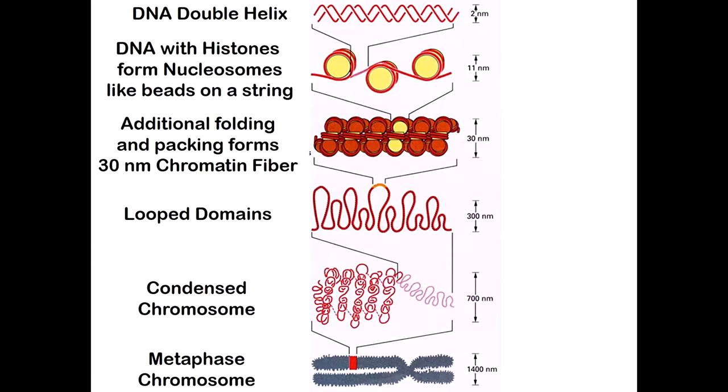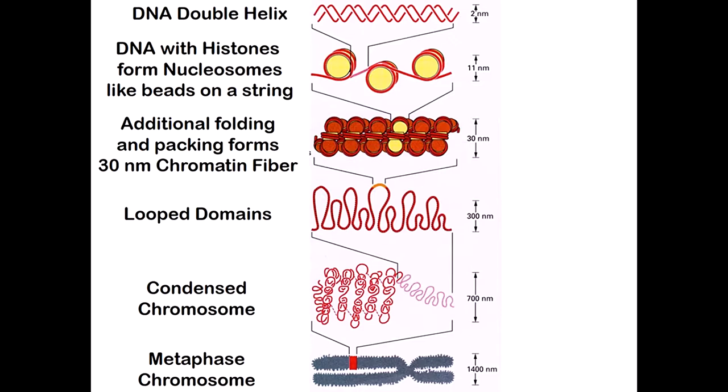So DNA can be bundled in various ways. In the unwound state, we've got a double helix of DNA. And then, in many cases, it's wrapped around histones and non-histone proteins to form these nucleosomal beads. This is a way to compact the DNA. Then this beads-on-a-string arrangement can be further folded and packed, and then looped, and further folded as a condensed chromosome, as shown here in a metaphase chromosome during mitosis.